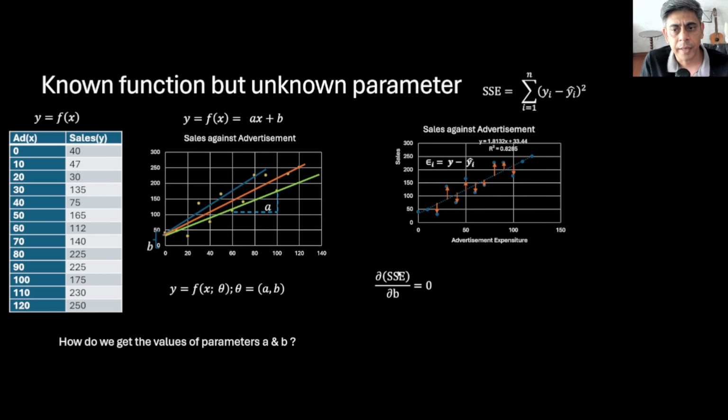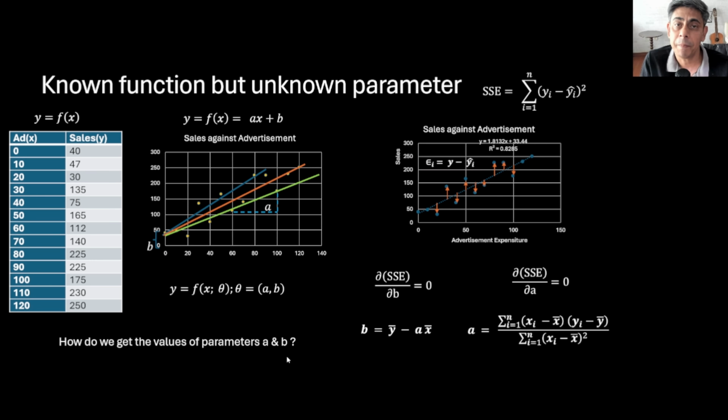Therefore, we take help of calculus differentiation. So the derivative of SSE with respect to b, which is intercept, set it to 0 because we want to minimize it. And similarly, the derivative of SSE with respect to a, we also set it to 0. This solution will finally give you two equations. These equations are giving you the value for the parameter. So this is one way of getting the parameter values. These equations are called normal equations. And this is what is the classical statistical machine learning.